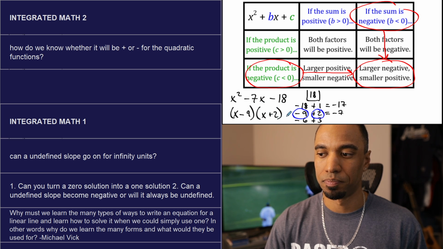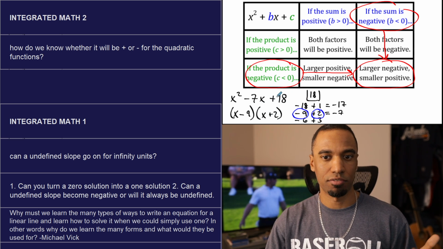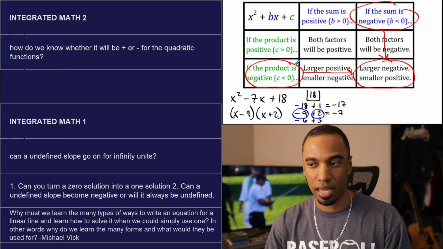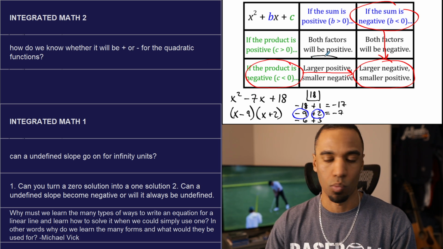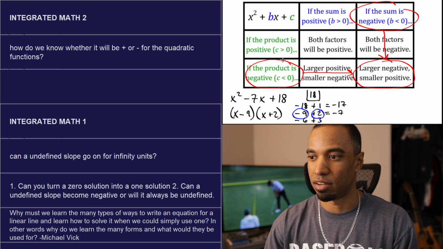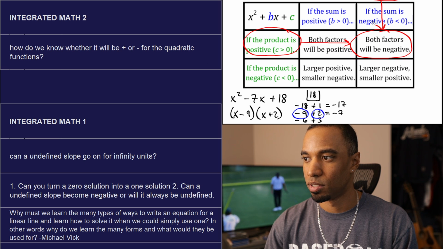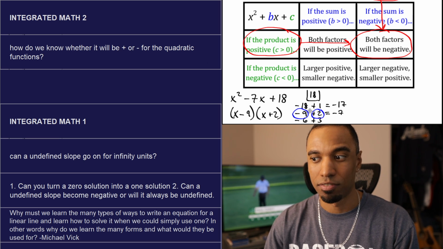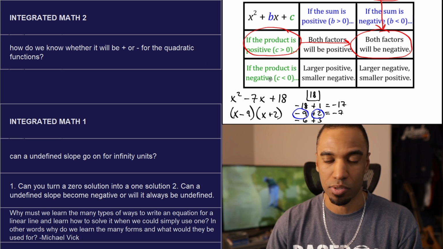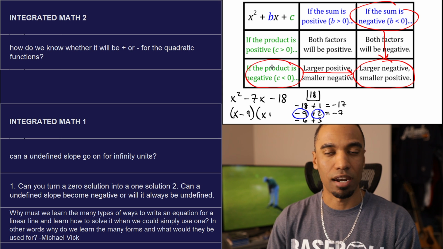That's just one example. If you have another one where you have a positive product and a negative sum, what is that? Positive product, negative sum that I'm looking at up here. Both factors are negative. That's not factorable, by the way, with minus 7x plus 18. But anyway, that's the end kind of look to that thing.